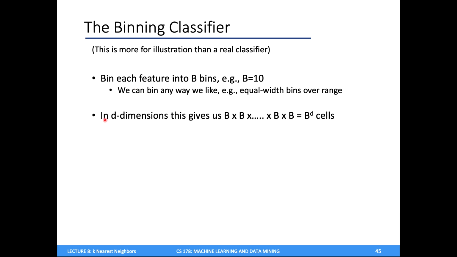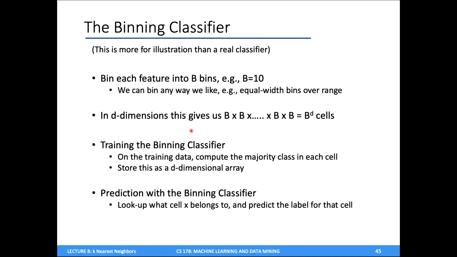But what you should notice is that in D dimensions, the number of bins you have is actually B to the D. So it's exponential in the dimensionality of our feature space. For example, even with 10 bins for each feature, B equals 10, if D is very large and we have lots of features, we're going to have lots and lots of bins.